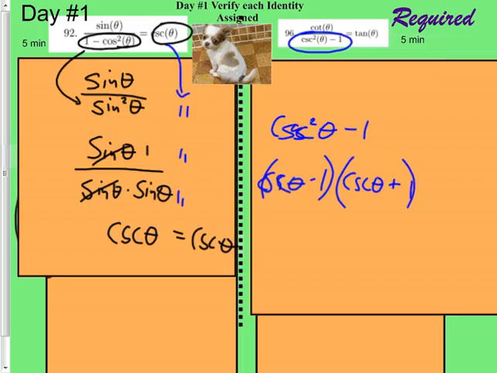Cosecant squared breaks into cosecant minus 1 and cosecant plus 1. Sir, now just to clarify, do I have to factor it? No, but it's one of those things you can do.